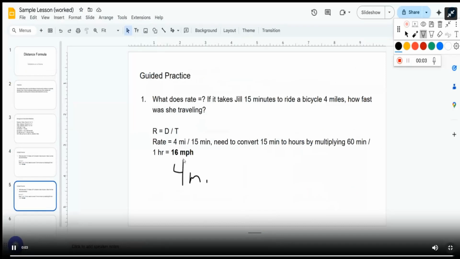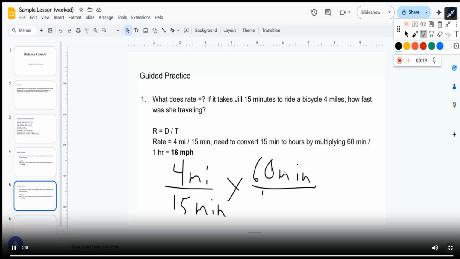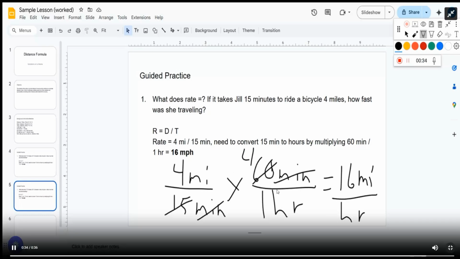So we have our distance of 4 miles and our time of 15 minutes, but we need to convert the 15 minutes into hours by multiplying by 60 minutes over 1 hour. So our minutes cancel, and we have 15 into 60, which goes 4 times. Then we have 4 times 4 in the numerator and hour in the denominator. So 16 miles per hour is the answer to that problem.